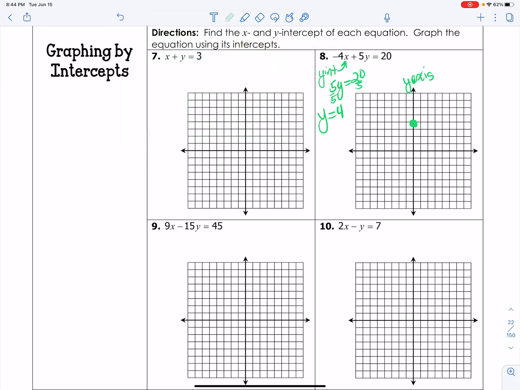And now I'm going to find my x-intercept. So I'm going to put 0 in for y. So negative 4x plus 0 equals 20. Divide by negative 4, and x equals negative 5. 1, 2, 3, 4, 5. It would be there, and then I'm going to draw my line, and I used my x and y-intercepts to draw it. I think that's all we need to do.